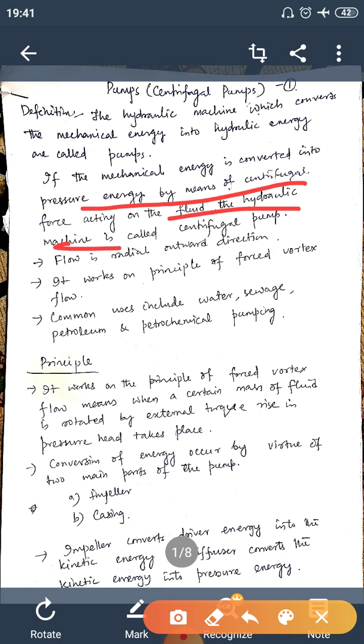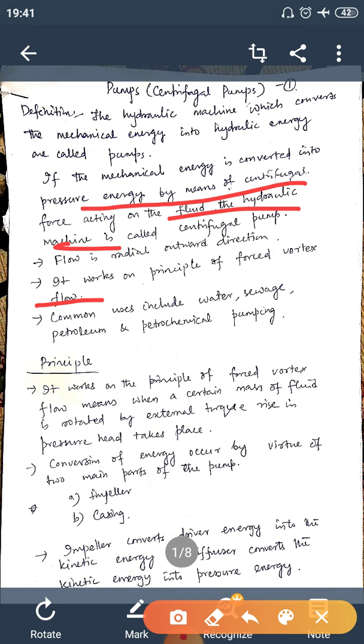Here flow is in the radial outward direction and it works on the principle of forced vortex flow. Common uses include pumping of water, sewage, petroleum or petrochemicals. Basically, in these areas this pump is used.